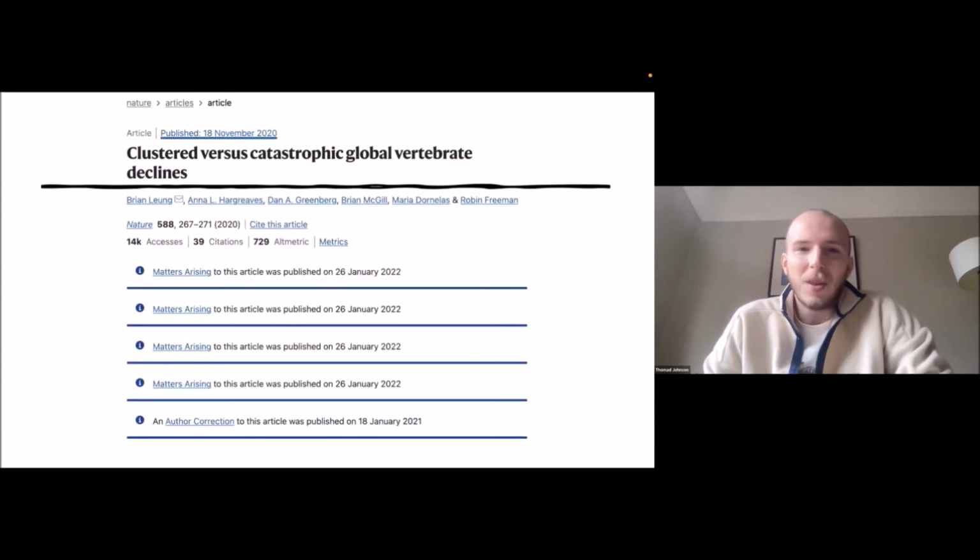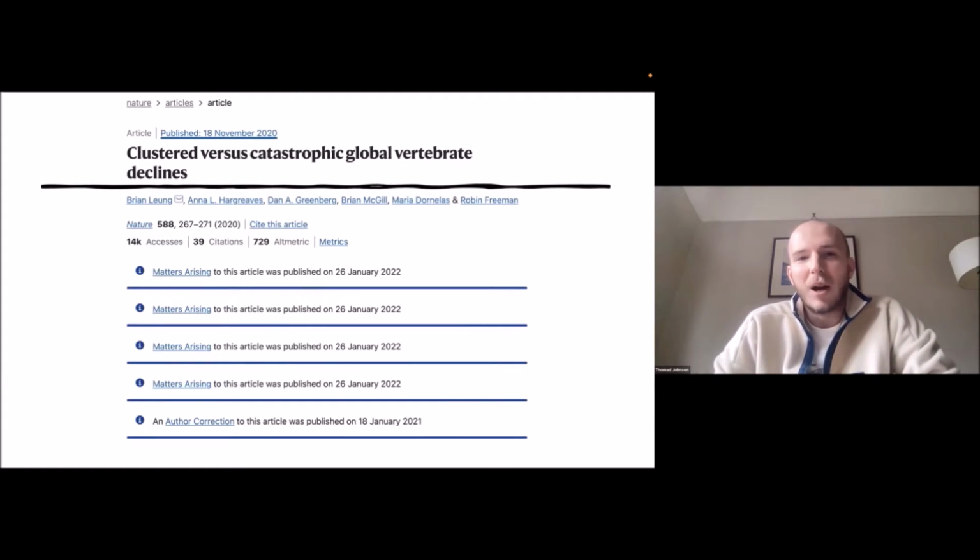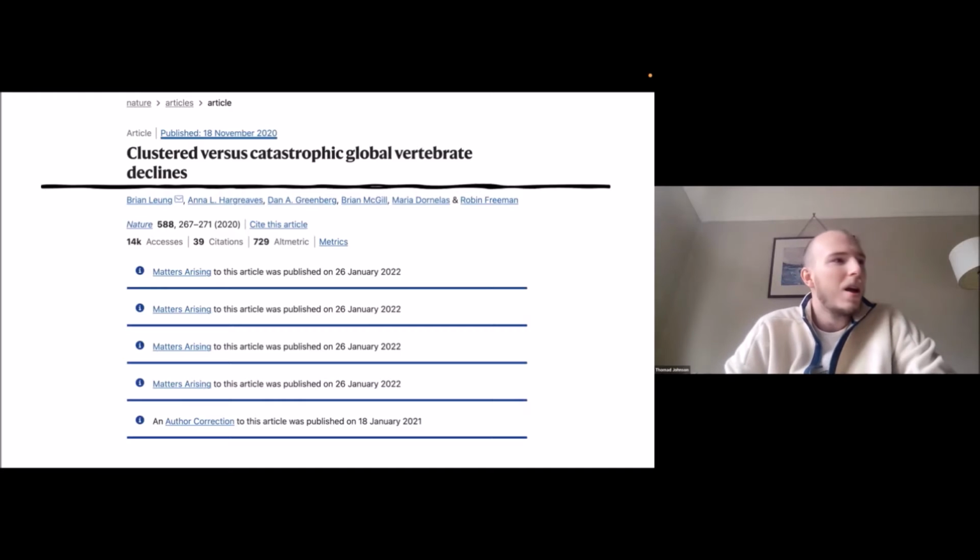However, these indices of biodiversity change are also subject to an awful lot of scrutiny and are debated intensely. For instance, in 2020, Brian Lung came out with the paper Clustered versus Catastrophic Declines, and 4 different people responded to the article with their own concerns or queries, often around technical details such as how these metrics, how these indicators are derived, all the way through to the intricacies of what they actually mean.